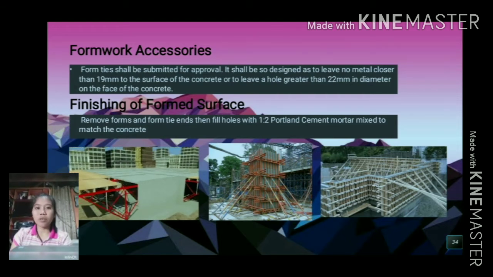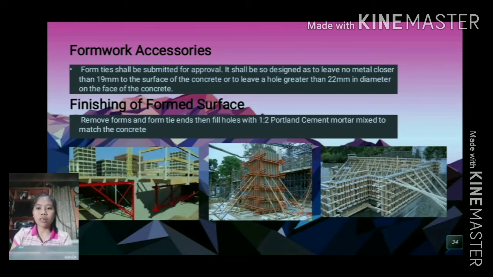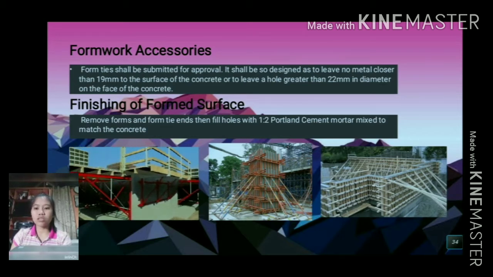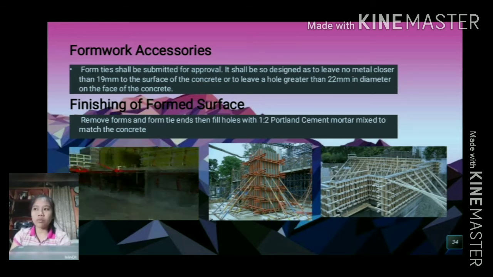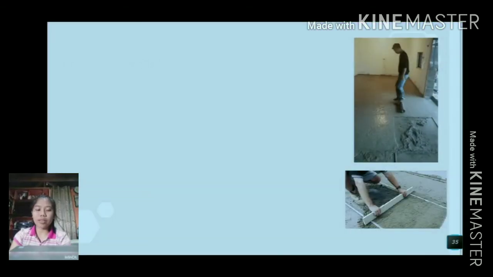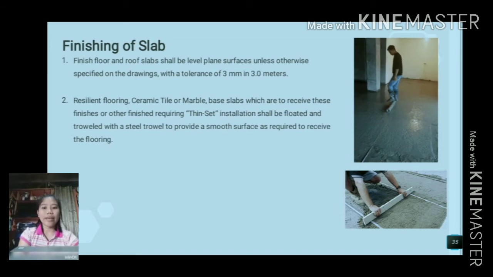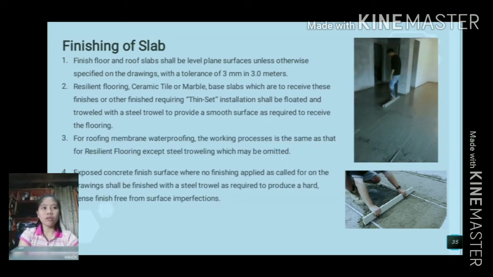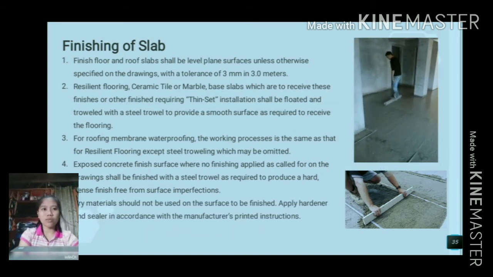We should also consider the reinforcement, because once we put something inside, it would lead to chemical attack. So, our structure or our concrete will be weakened. Once we remove the forms, it signifies that it can be passed through or used. It shall be so designed as to leave no metal closer than 19 mm to the surface of the concrete or to leave a hole greater than 20 mm in diameter on the face of the concrete.